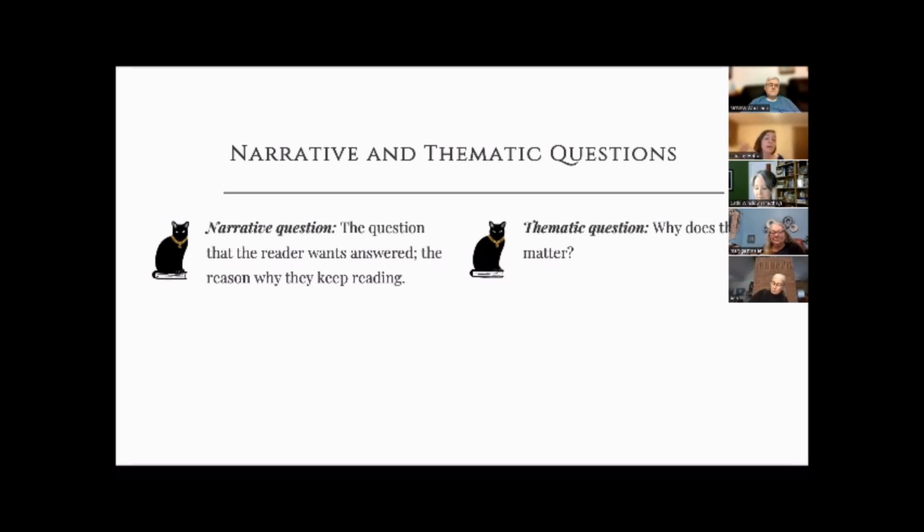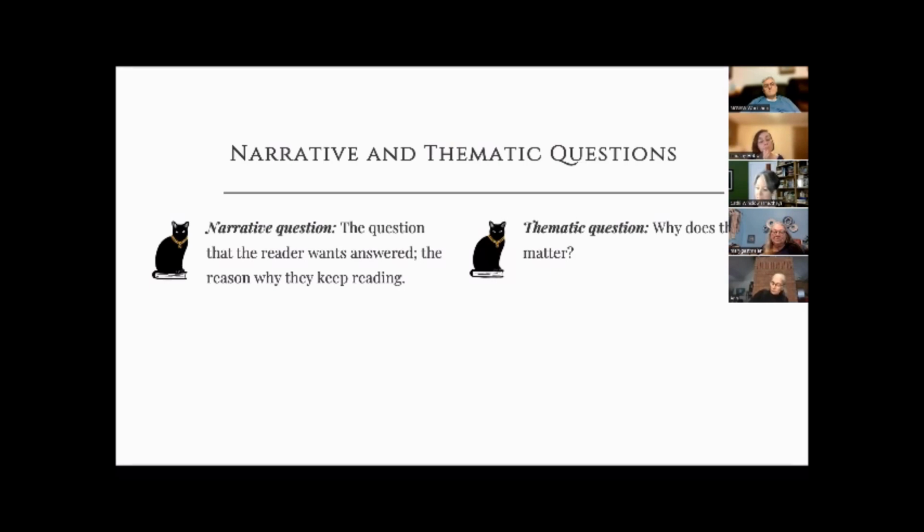Now, the thematic question is not what happens, but why is it worth thinking about this? So generally speaking, while the narrative question is explicitly answered, the thematic question is not. Instead, the question invites the reader to think through their responses and their interpretations, and therefore the reader is able to become part of the story in that way.